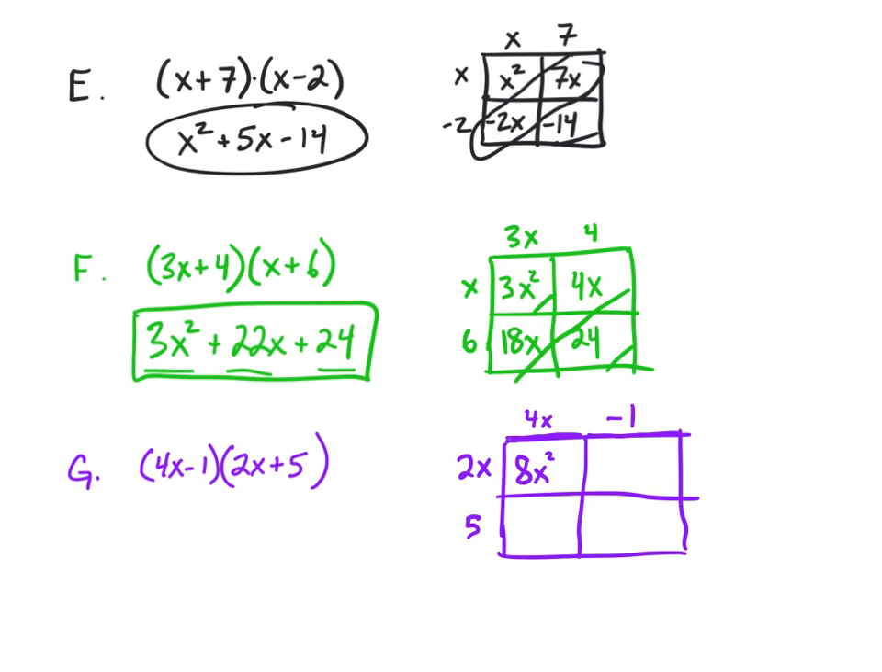X times x is x squared. 4 times 5 is 20. Don't forget the x. 2 times negative 1 is negative 2. Don't forget the x. And 5 times 1 is 5. Don't forget the negative. Combine, I got my x squareds. I got 20x minus 2x, which is positive 18x. And then I have a minus 5, and there you go.